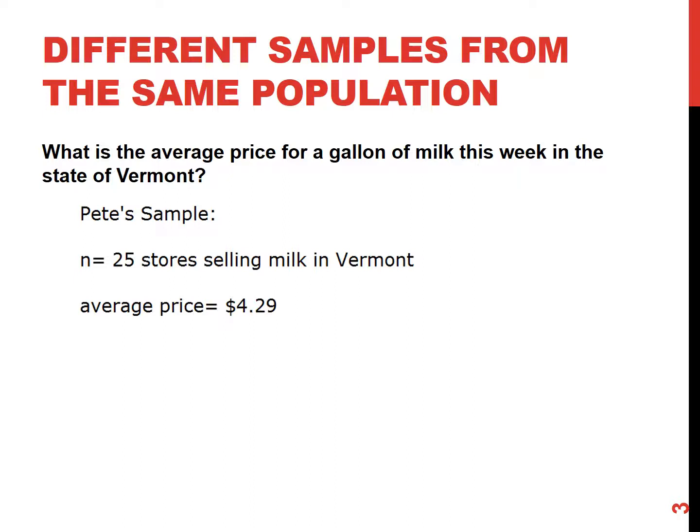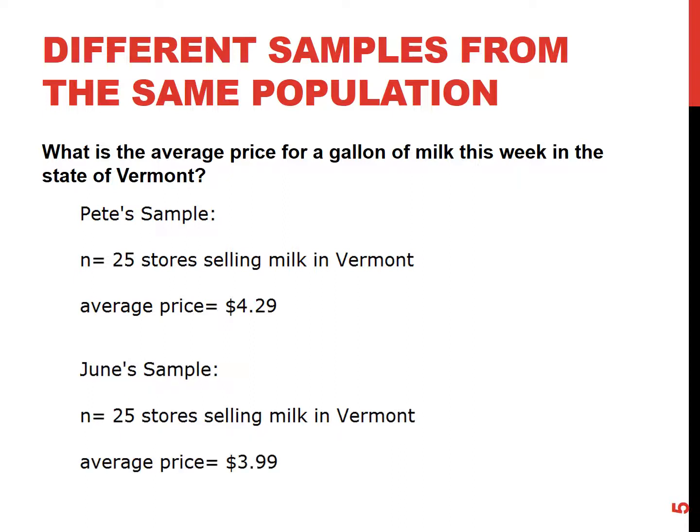June is following the same process. She is also going to take a sample of 25 stores selling milk in the state of Vermont. The question is, do we expect that the average price for a gallon of milk will be the same in the 25 stores that June chose as they were in the 25 stores that Pete chose? And of course, the answer is probably not exactly the same. And in fact, the average price in June's sample was $3.99 per gallon.